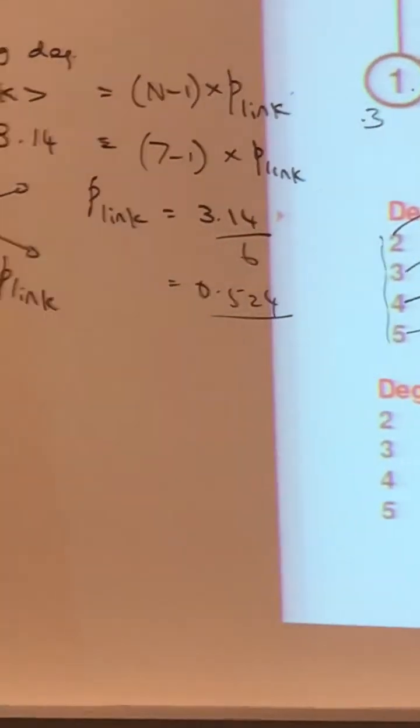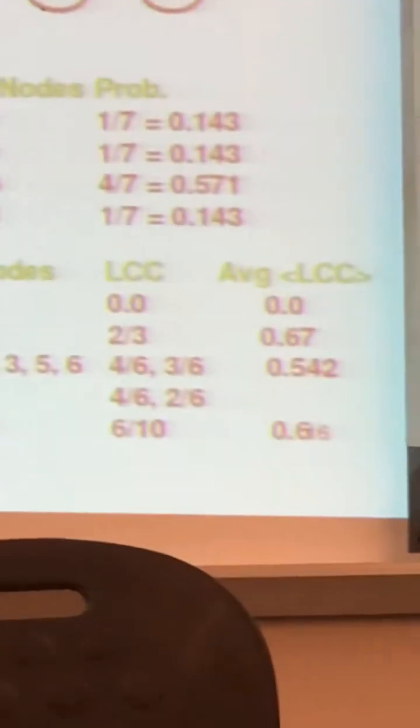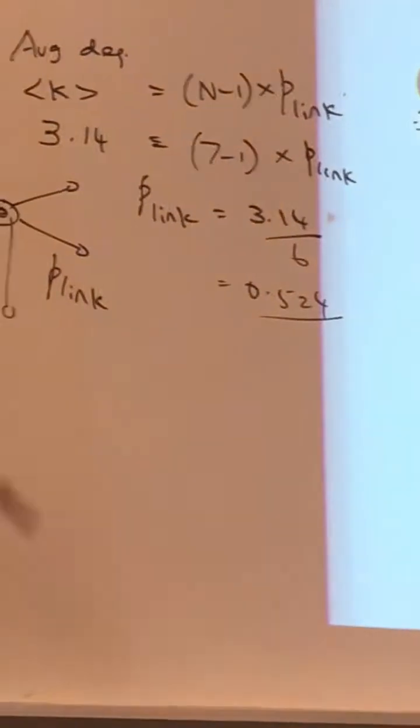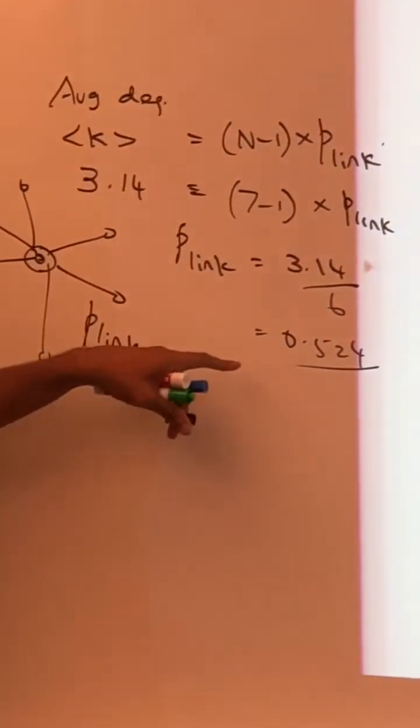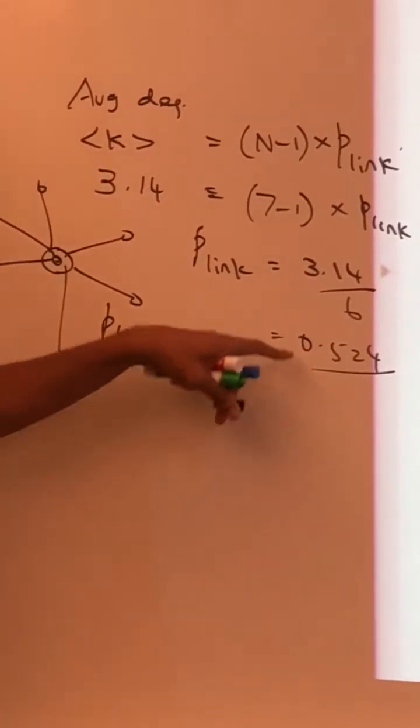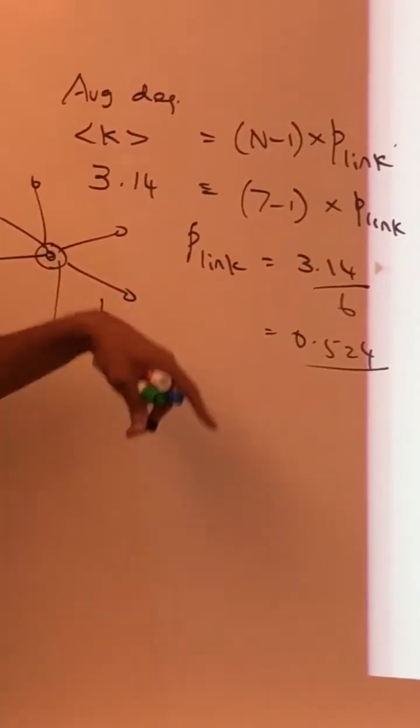So you know how to now generate this random network, right? So for each pair, generate a random number, and if the random number is less than or equal to 0.524, set up a link between the 2 vertices of that pair. If the random number that you generate is greater than 0.524, there is no edge between the 2 vertices.